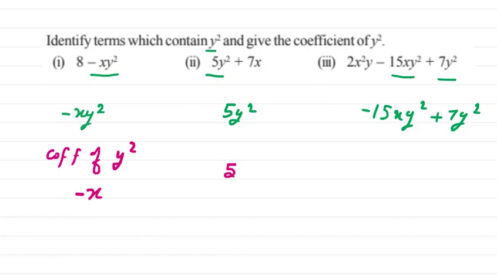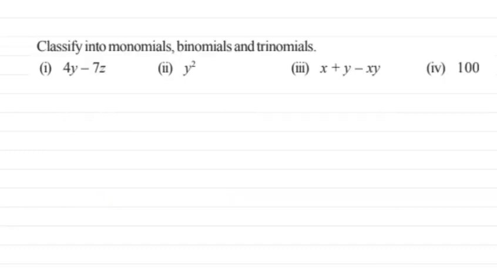In this you can take y square common. So let's see what we will get. So if we take y square common, you will get minus 15x plus 7. So here the coefficient of y square will be minus 15x plus 7. So this way you have to find out. Now let's see the next question.